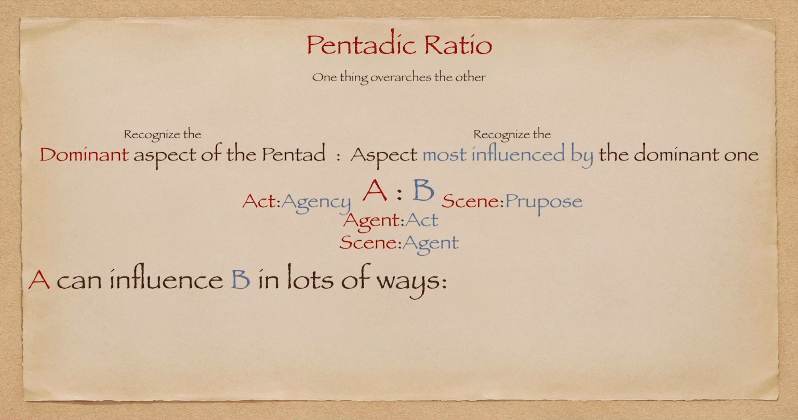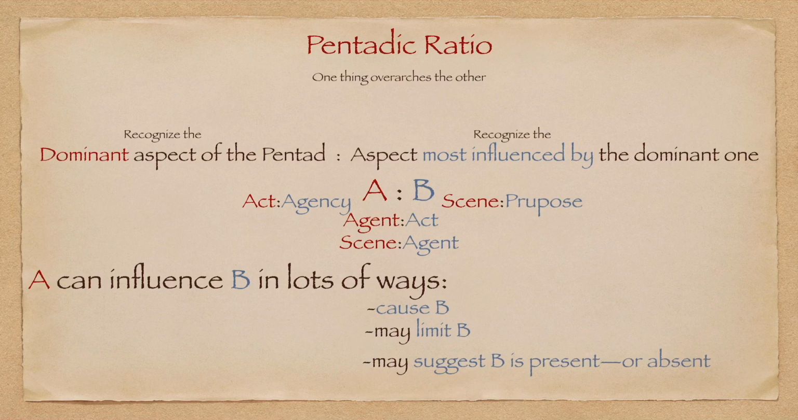Any one of those aspects can fit into any other. The important thing is that A, the dominant aspect in this drama, is influencing most B, the secondary aspect of the ratio. Now that influence, what we're calling this influence, can happen in a lot of different ways. It might be that A causes B.